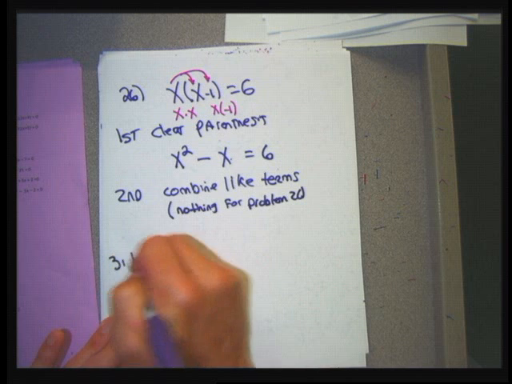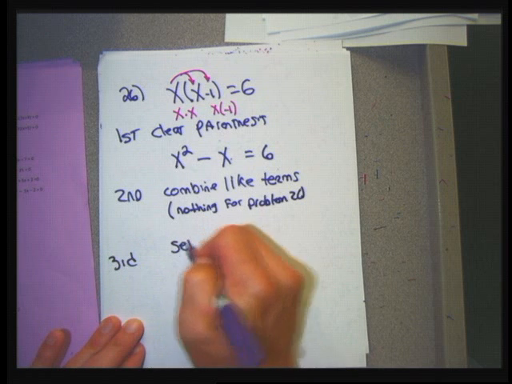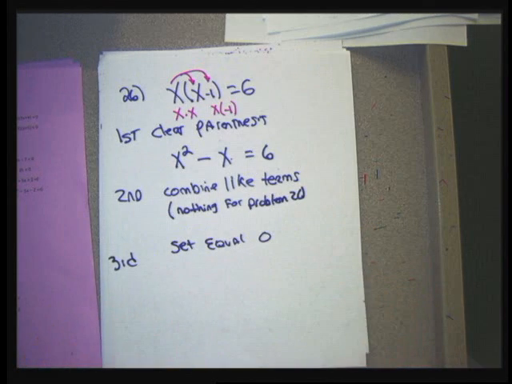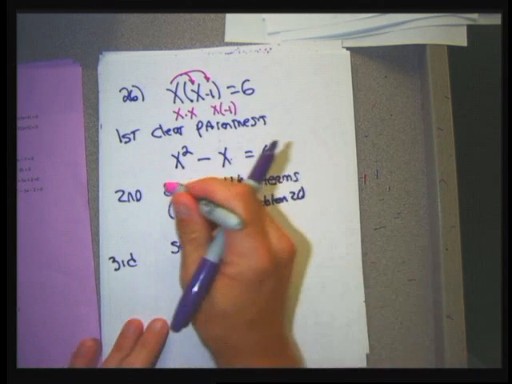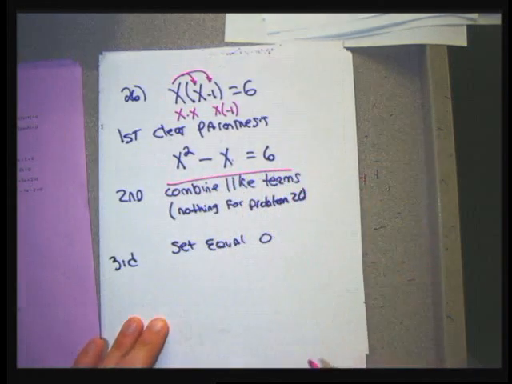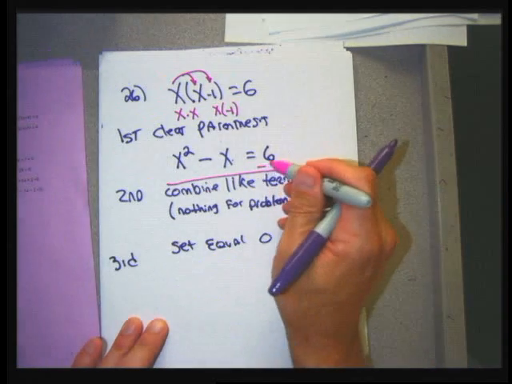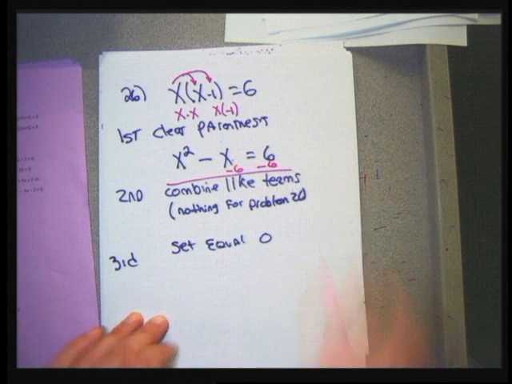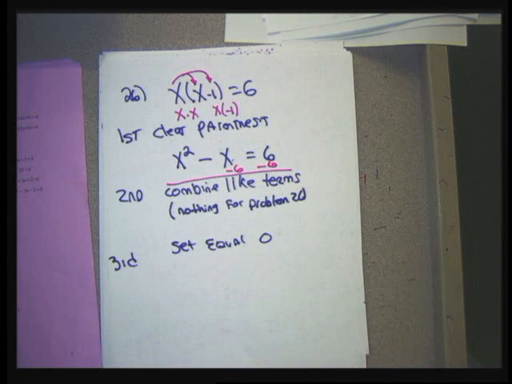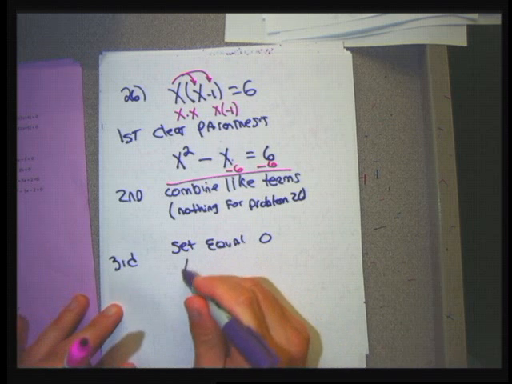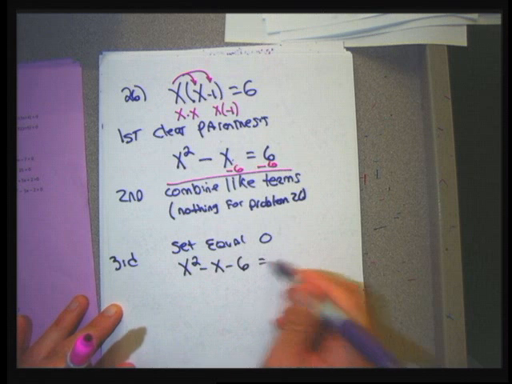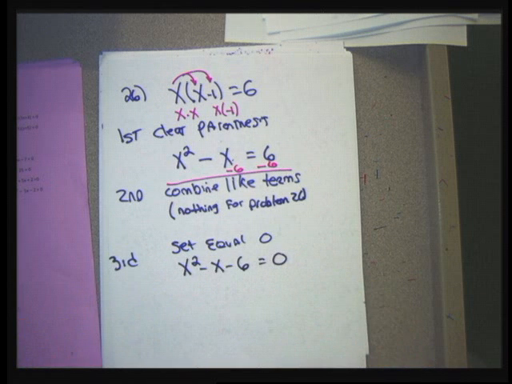Third, I'm going to set it equal to 0. And to set this particular problem equal to 0, the 6 is on the right side. I want a 0 on the right side. I'm going to subtract 6 from both sides. And on the left side, because the 6 doesn't have an x, it needs to be written last. It can't be combined with any of the other terms. I'll just write it after the other terms.